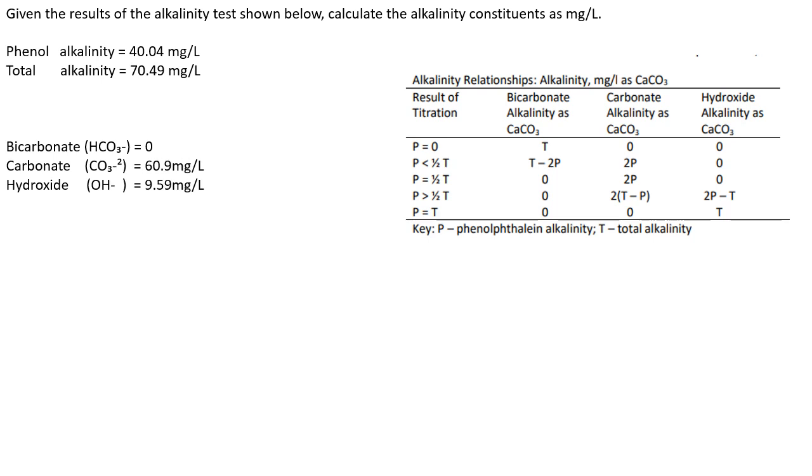So our answer in the end is our bicarbonate alkalinity was equal to 0. Our carbonate alkalinity was equal to 60.9 milligrams per liter. And your hydroxide alkalinity was equal to 9.59 milligrams per liter.